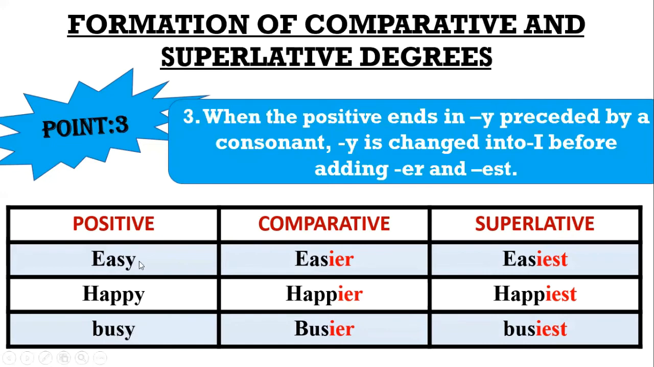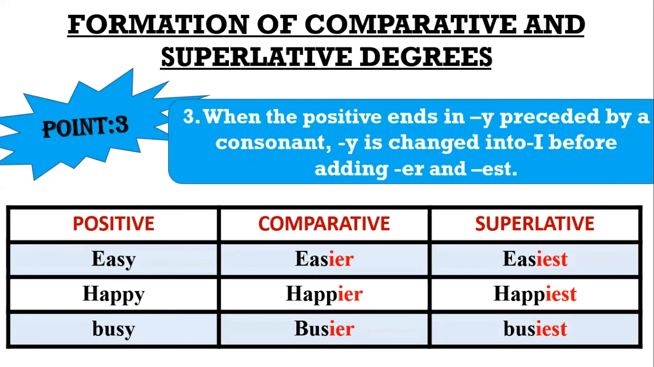So what are you supposed to do? You immediately change all these Y into I. See? I. It is changed into I in both the superlative and comparative, and just add ER everywhere for comparative and EST for superlative degree. Okay, is it clear? So positive, comparative and superlative degrees. Easy becomes easier, easiest. Whenever the positive word ends with Y, you'll change into IER for comparative and IEST for superlative degree. Happy, happier, happiest. Busy, busier, busiest. Is it clear?